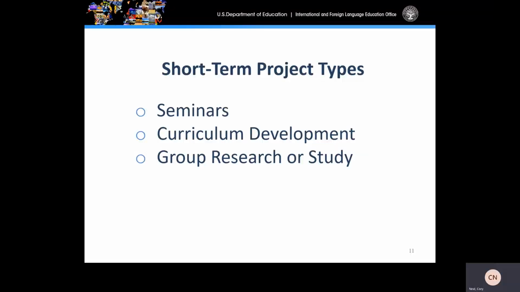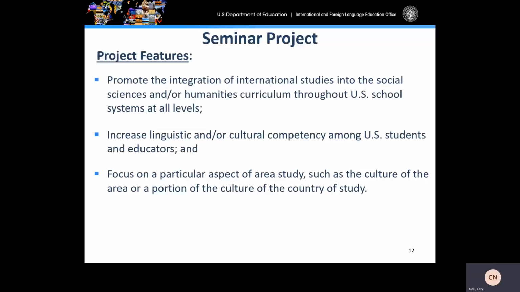Okay, breaking down the GPA short term, we have three different project types, and you can apply for one of these project types per application. And those would be a short-term seminar, a short-term curriculum development project, or a short-term group research or study. So let's break those down even further.